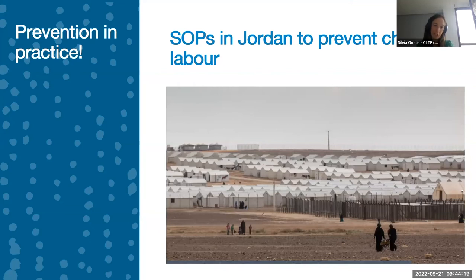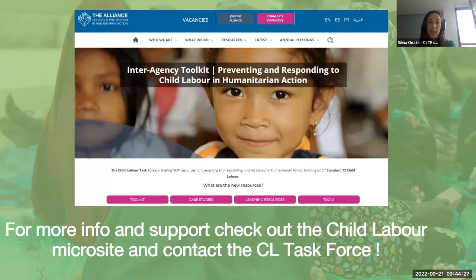To end my presentation, I want to go to the next slide about resources and promote that you can go to the child labor microsite, where you can find the interagency toolkit that has a strong component on prevention of child labor in humanitarian action, and has different practical tools, case studies, and learning resources for preventing child labor at primary, but also at secondary and tertiary levels. And again, the Child Labor Task Force is here to support, and we will also provide the details in the chat. Thank you.